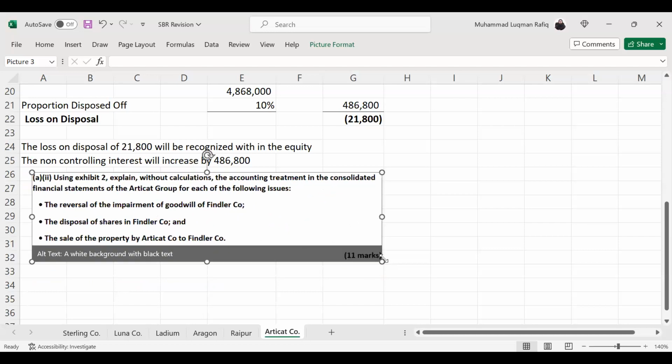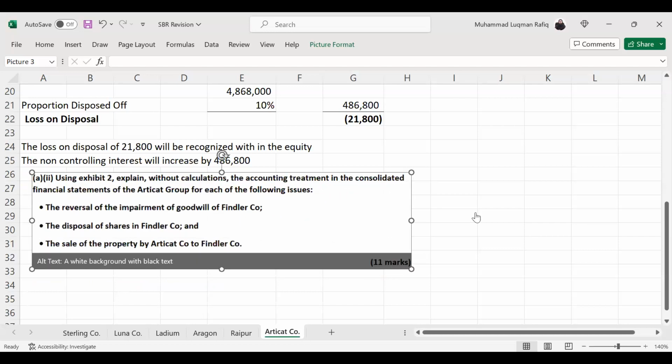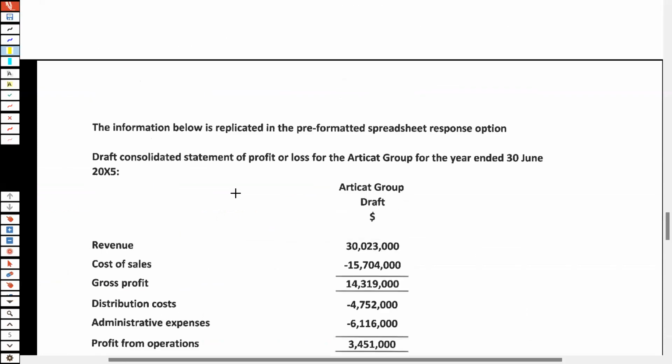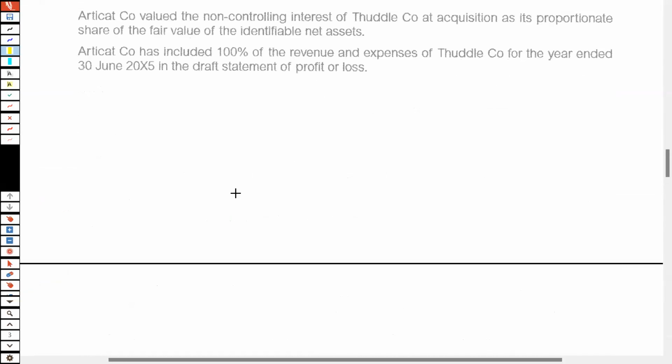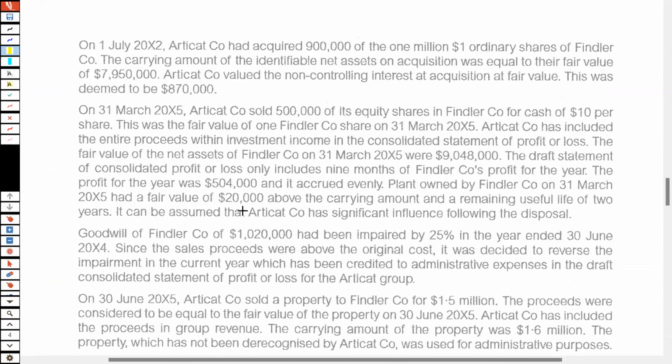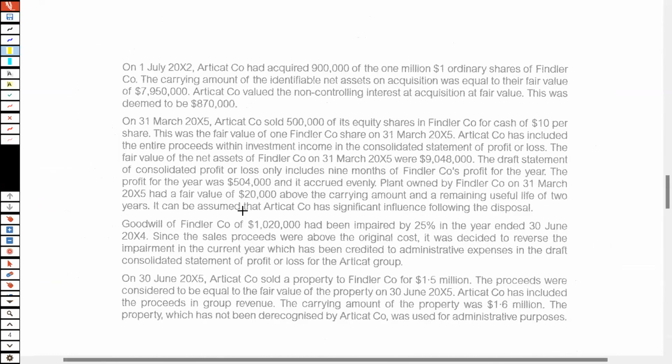Okay, you have to actually talk about, without calculation, explain the accounting treatment in the consolidated statements for each of the following issues: reversal of impairment of goodwill of Findler, disposal of shares of Findler, and sale of property by R-Ticket to Findler. So you have to talk about all of these issues without any calculation. So it's like a discursive area that he is giving you. Can you just go through it? Can you just try to see what should be the answer to this?